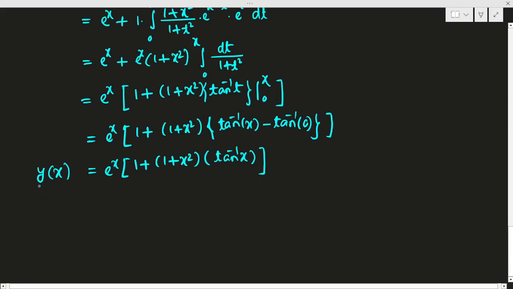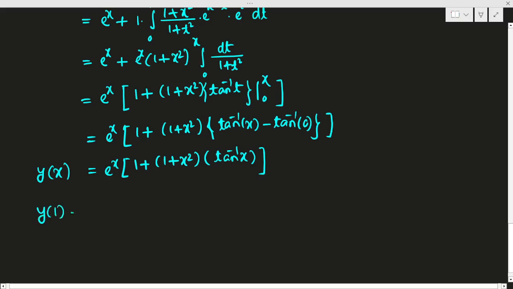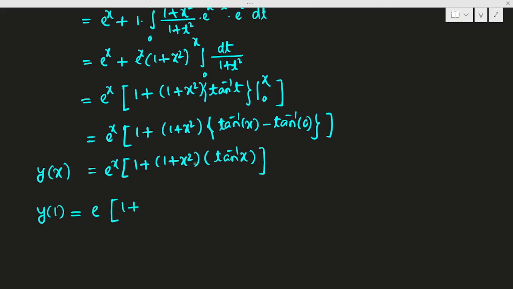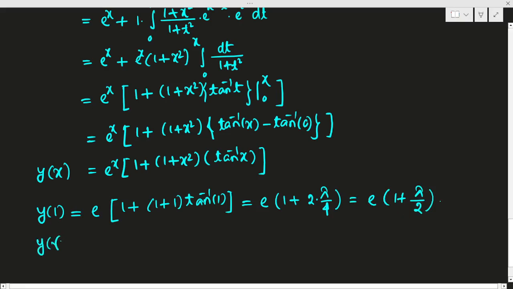So now here, if we get the required solution, if we put x is equal to 1, then y will be e into (1 plus 1 squared, that is 1 plus 1) into tan inverse 1. So this will become e into (1 plus 2)... into tan inverse 1, that is pi by 4. So this will become e into (1 plus pi by 2).